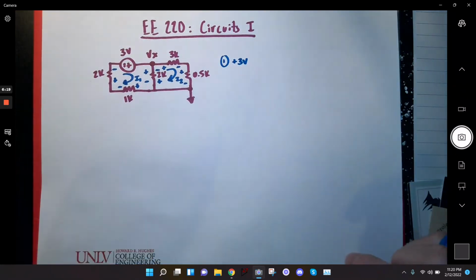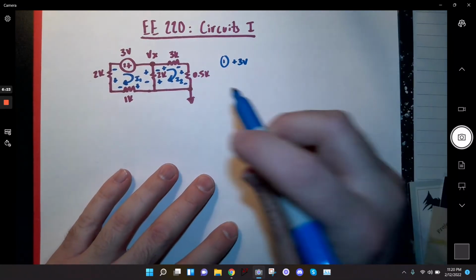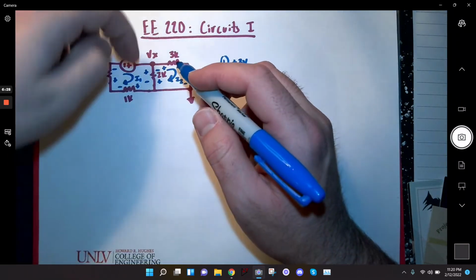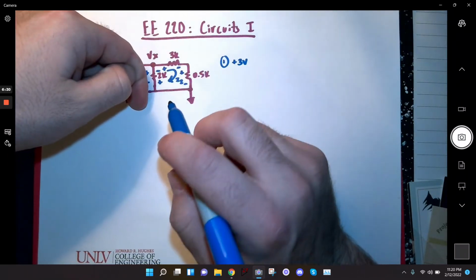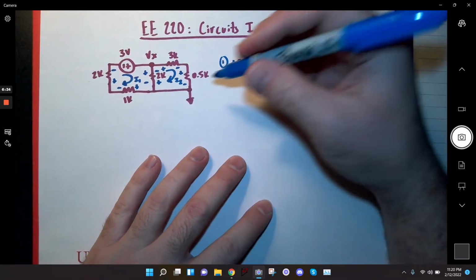That's another thing to keep in mind. You have to go in the direction that you define the current when you write the loop equation. So I'm going in the direction I write the current. The current that's going to flow through this 2K, since I have I1 coming down and I2 going up, it's going to be I1 minus I2. Because they counter each other.